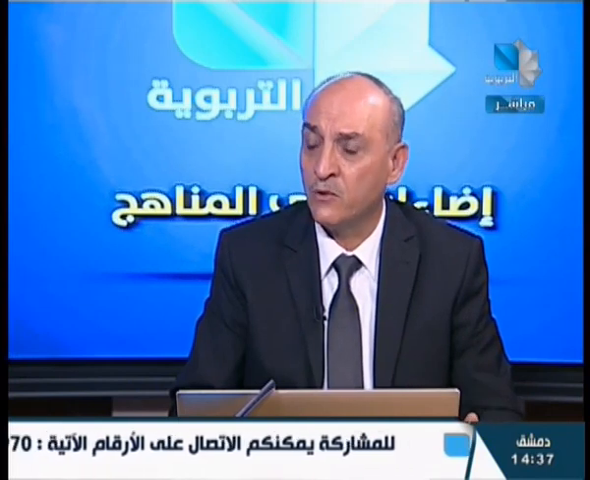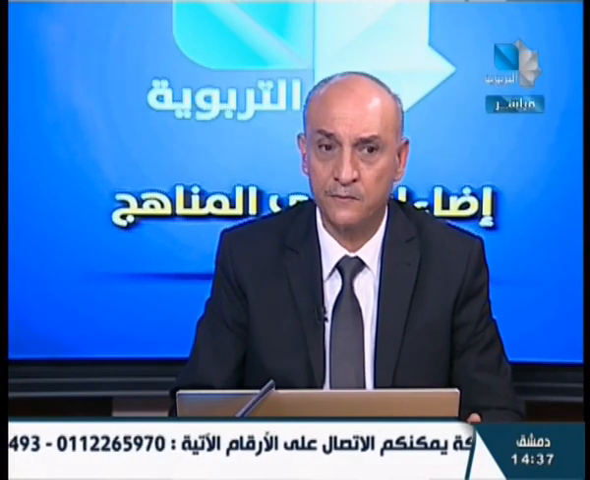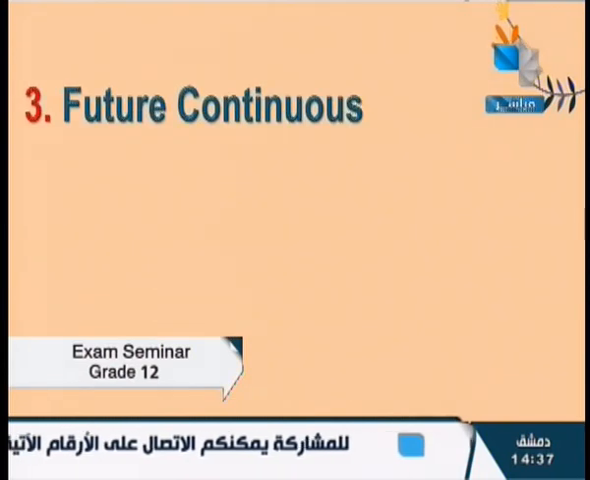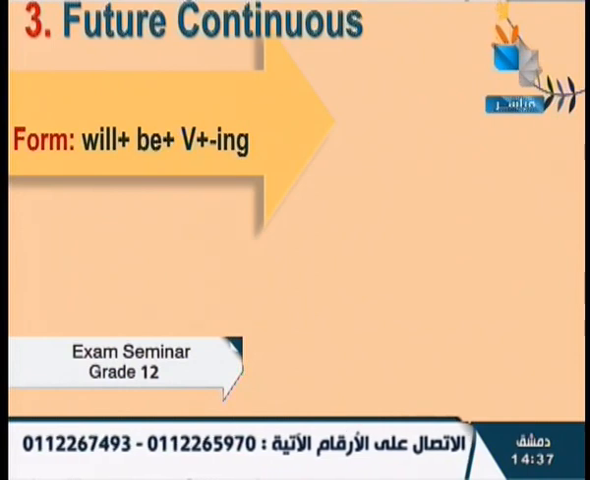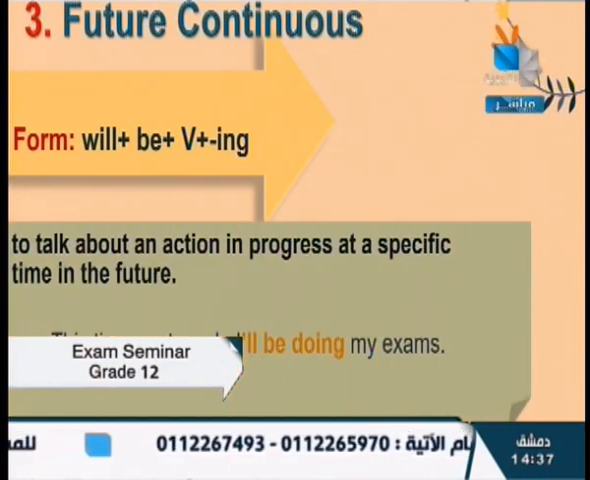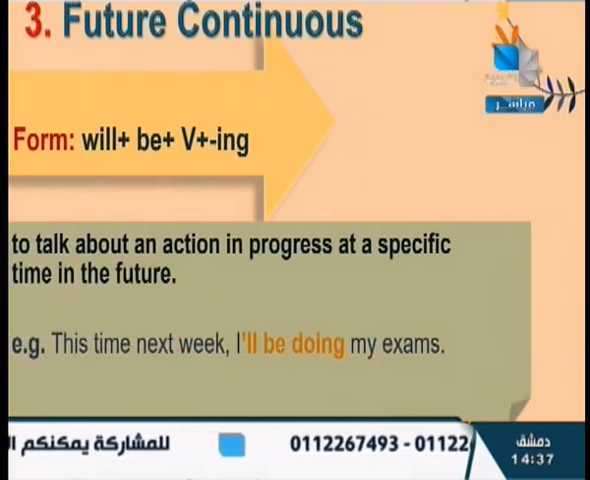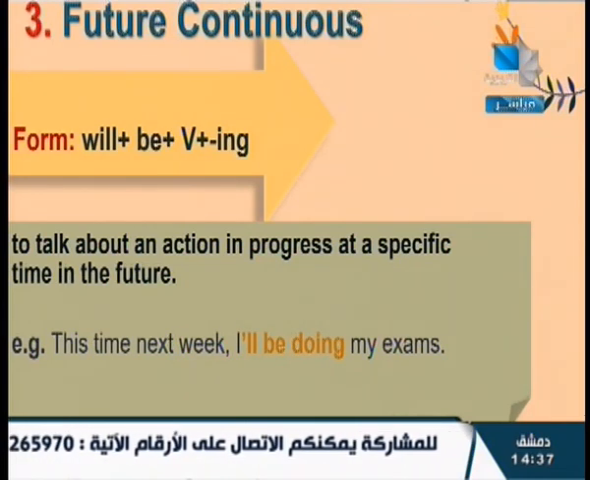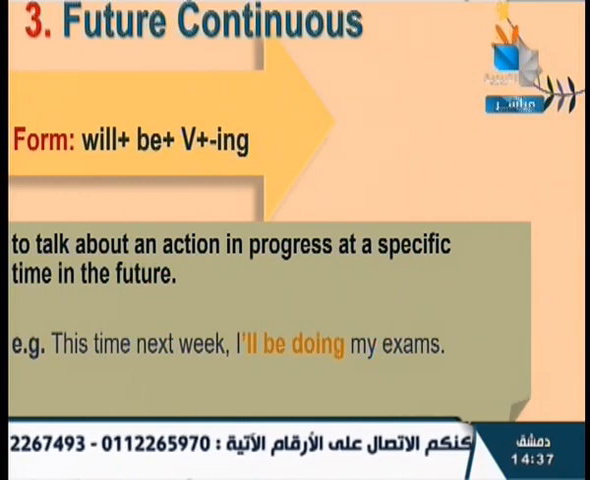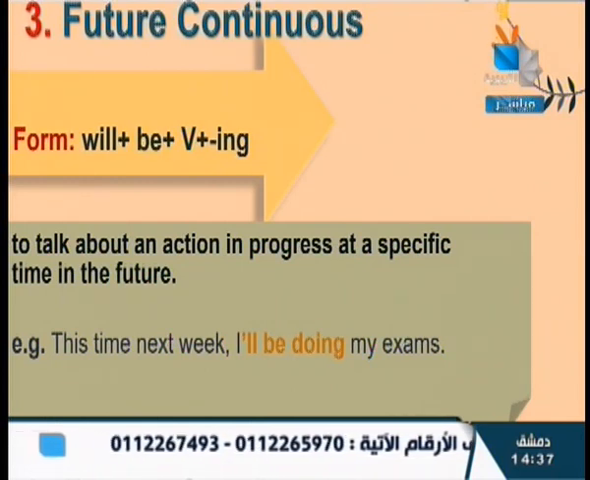Another form of the future is the future continuous. It's formed with the auxiliary verb will be and the present participle of the main verb. We use it to talk about an action in progress at a specific time in the future. For example, this time next week, I'll be doing my exams. It indicates that the exam will happen in the future and continue for an expected length of time.